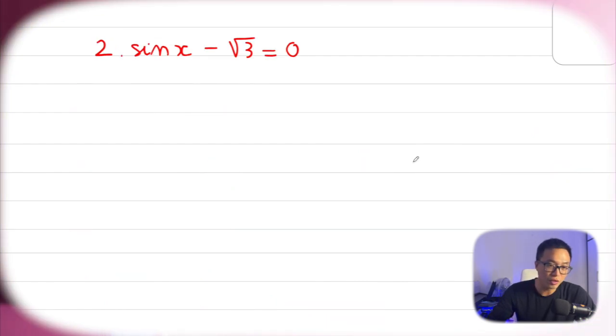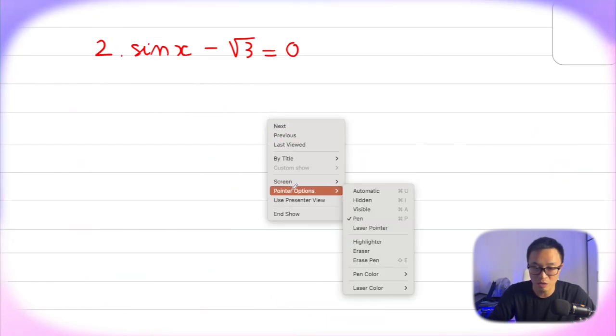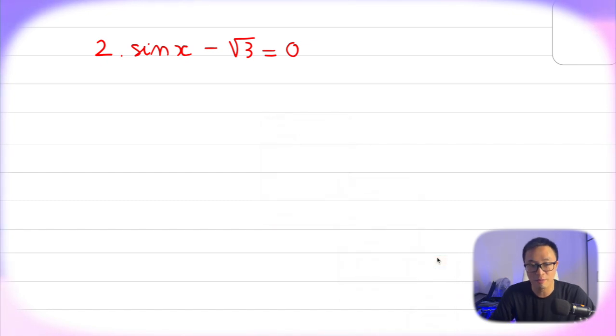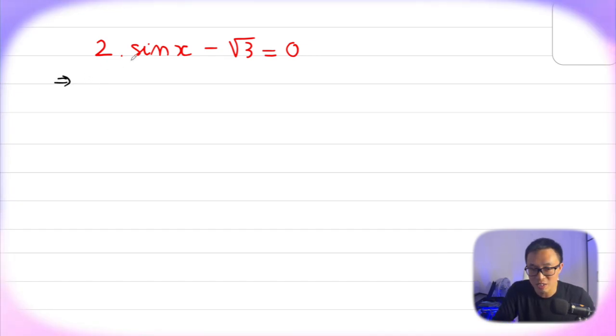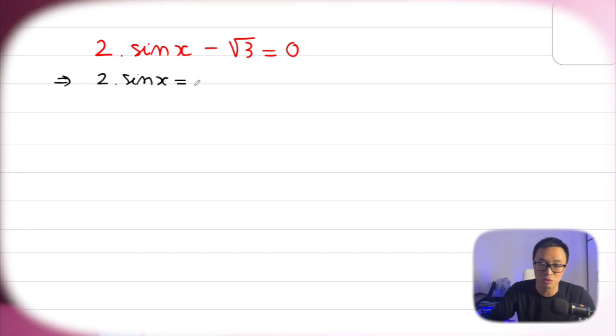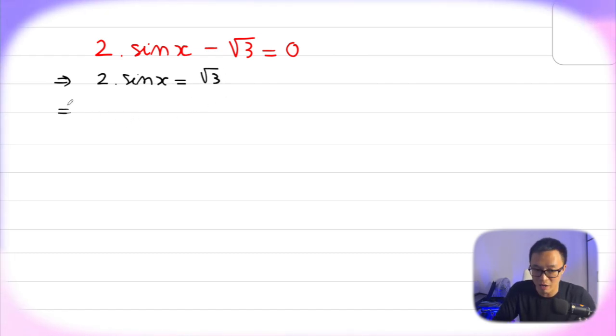In the second example, you have 2 sine h minus square root of 3 equal to 0. That is not too difficult, but once more, you need to learn solving trigonometric equations. The first step is to isolate the main trigonometric function, which here is sine h. It means I have to make sine h the subject, or rearrange for sine h, with square root of 3 on the right hand side. Now it's quite easy: sine h becomes square root of 3 divided by 2.